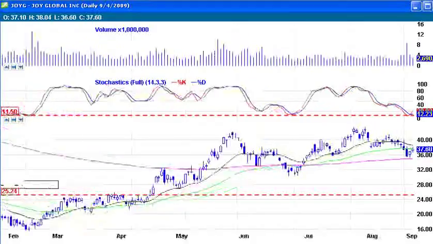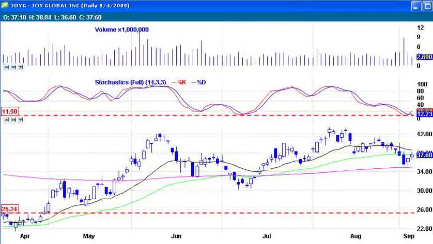Here's some of the characteristics I look for. Here in Joy Global, we have a test of the 200 and a pullback, and then we're holding above the 20 period moving average and the 50 period moving average. We come back up there, tested again, pullback, but staying above the 20. It's called the 20/200 squeeze, where I talk about the 20 period moving average moving up against the 200 period moving average, and then a blast off from there.